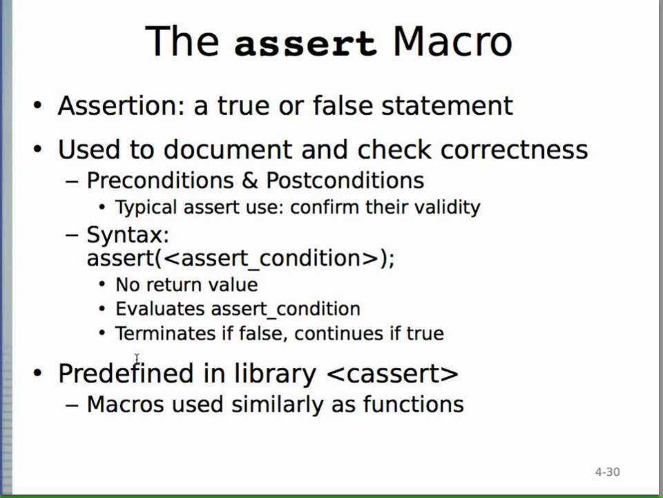Okay, so let's take a quick look at the assert macro. An assertion is a true or false statement, and what we want to say is that we assert that this condition is true. It doesn't return anything. It just evaluates this condition. If it's false, it just stops the program completely.